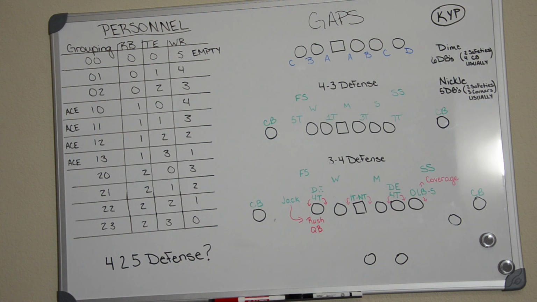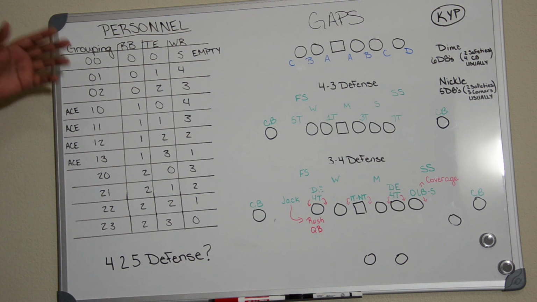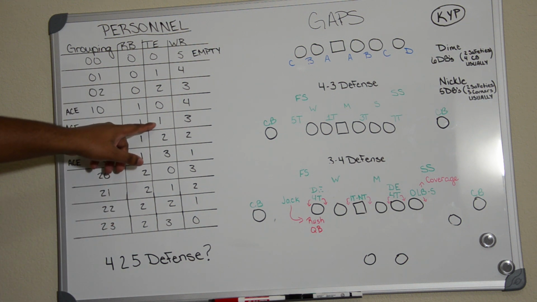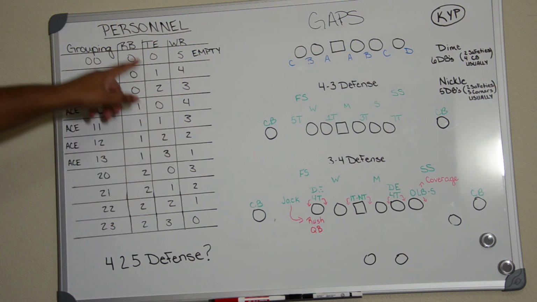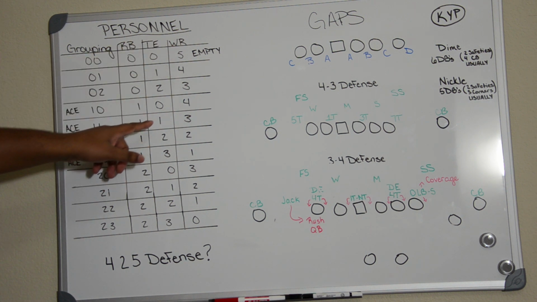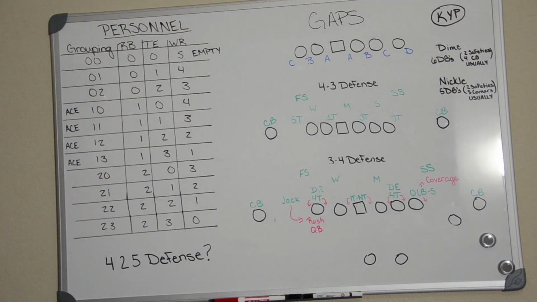Now, if you hear commentators say that the Dallas Cowboys came out in 11 personnel. 11 personnel is becoming very popular in football, especially in the NFL. What 11 personnel is, you look at the personnel grouping chart here. 11 personnel is 1 running back, 1 tight end, 3 wide receivers. Running back, tight end, wide receivers.